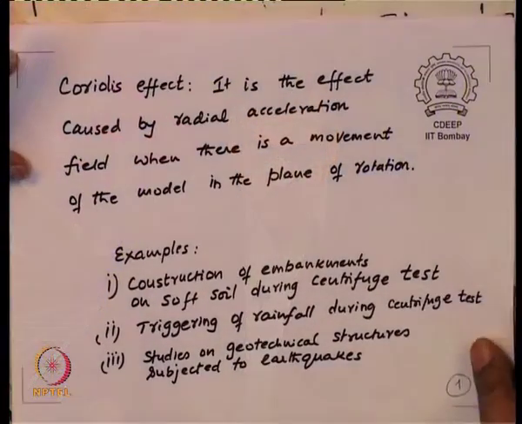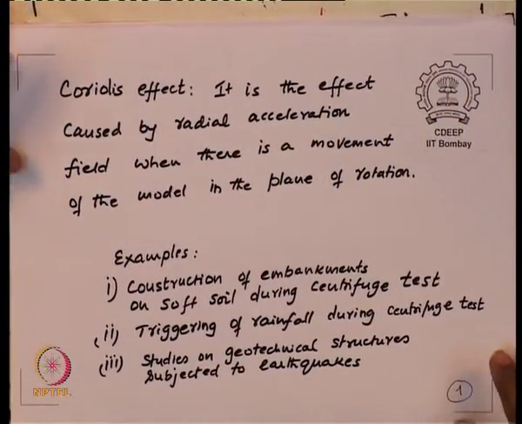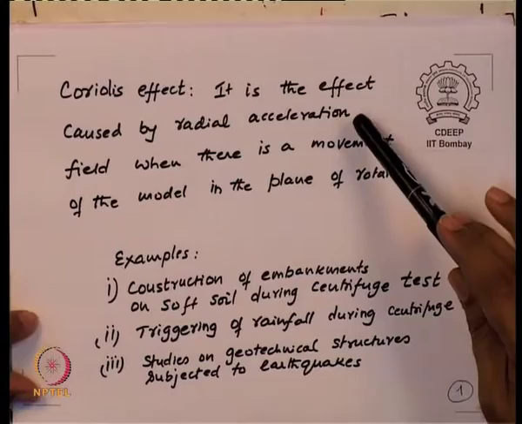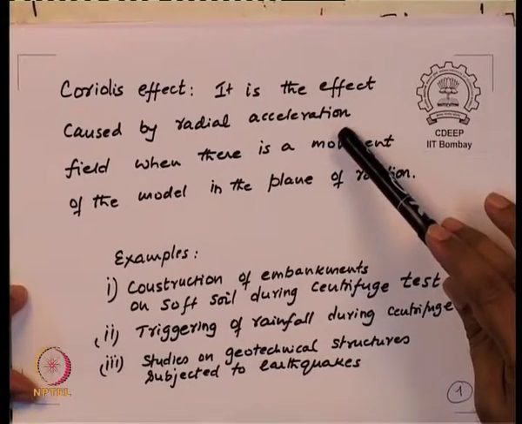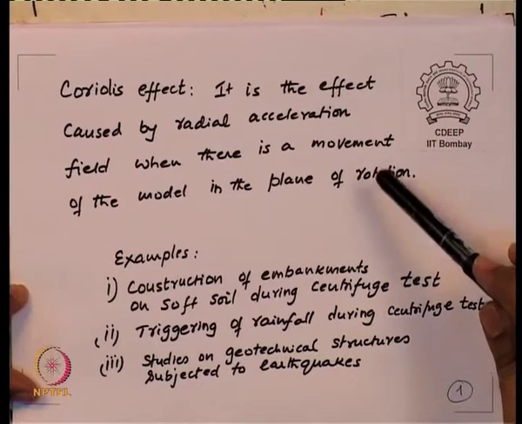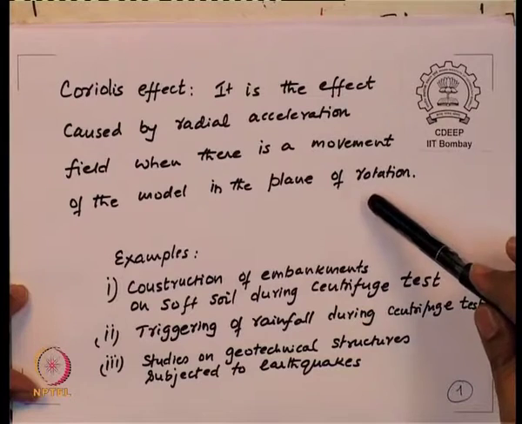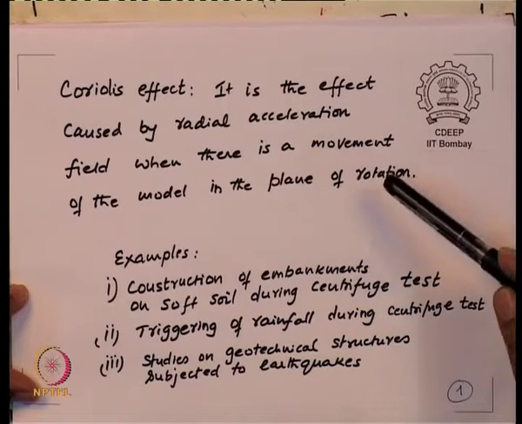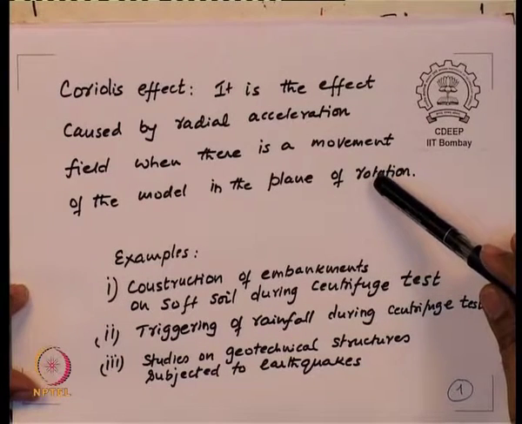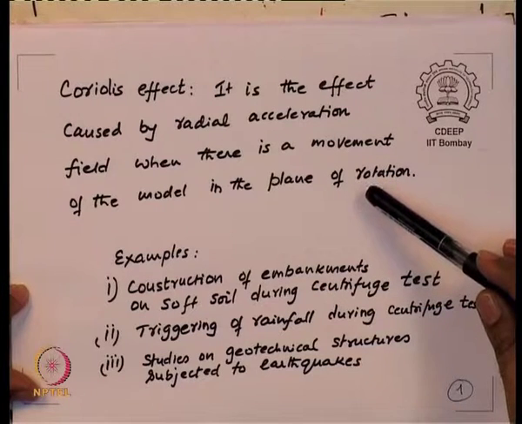So the Coriolis effect is the effect caused by the radial acceleration field when there is a movement of the model in the plane of rotation. This movement of the model can occur because of certain construction processes. Assume that we have a soft soil bed with a certain stress history, and there we want to construct an embankment, because the construction of an embankment on soft soil happens in different stages.